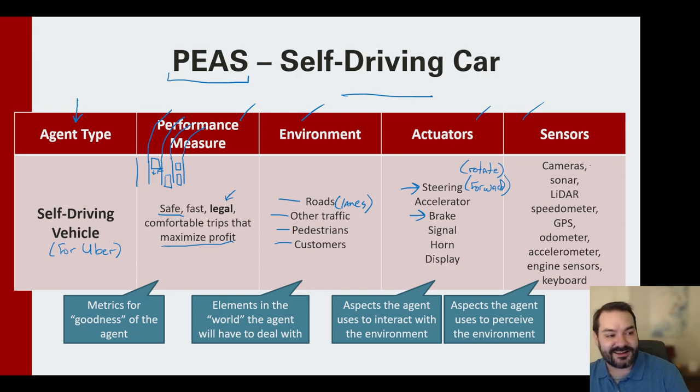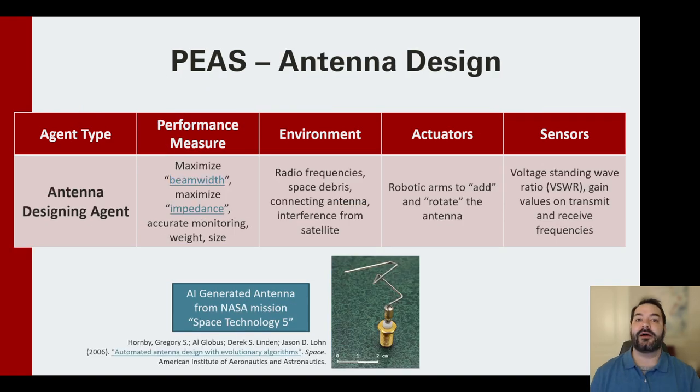So you've got things like cameras, LiDAR, speedometers, GPS, all these nuts and bolts being fed in to make sure that this thing doesn't crash into people. But that's actually where I'll use a different example.